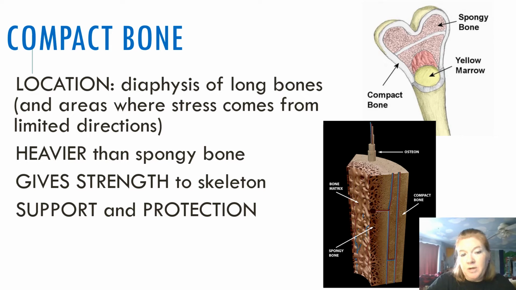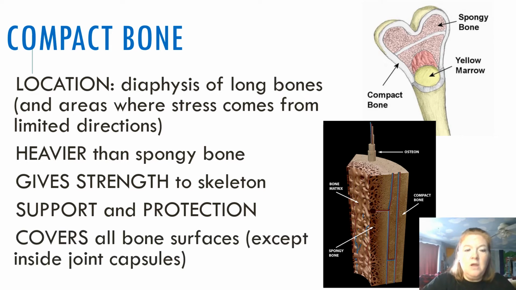It provides support and protection as a result. And it covers all of our bone surfaces except inside joint capsules. So even spongy bone at the ends, it needs to be protected by compact bone. So except for the ends, which are covered by cartilage in joint capsules, compact bone is going to be everywhere.